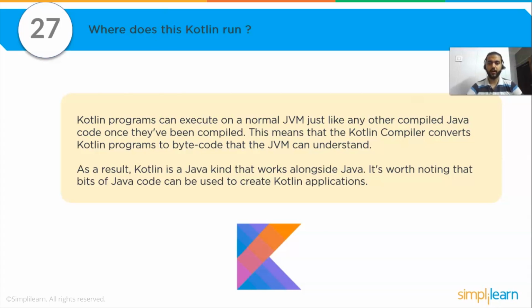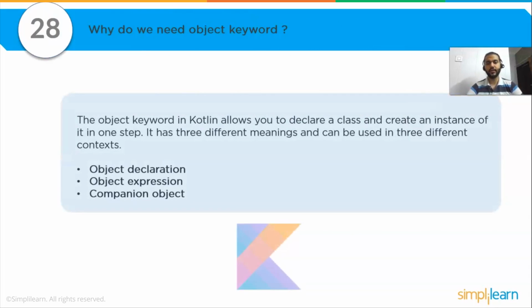So now our next question is, why do we need the object keyword? The object keyword in Kotlin allows you to declare a class and create an instance of it in one step. The object keyword is used to obtain a data type with a single implementation. It has three different meanings and can be used in three different contexts. First is object declaration, object expression, and companion object. So this was the meaning or why we need the object keyword in Kotlin.